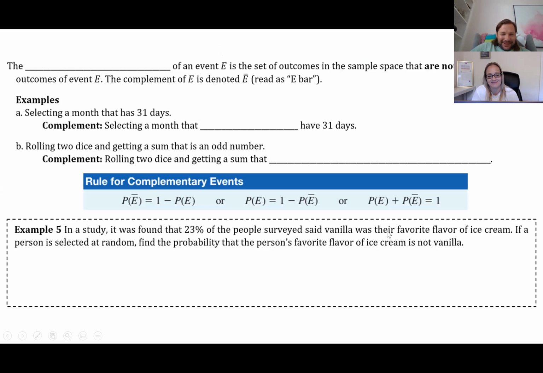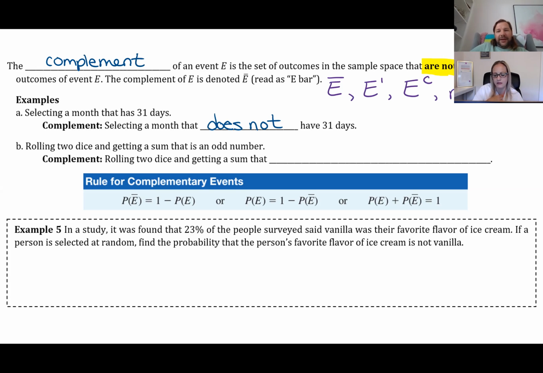Okay. So the complement of an event is the set of outcomes in the sample space that are not included in the outcomes of the event. The complement of E is denoted E bar, and we should say that sometimes other books use E to the C or E prime to denote the complement. Are there any other notations you commonly see? There's E bar, E C, E prime, or not E. Those are the main ones.